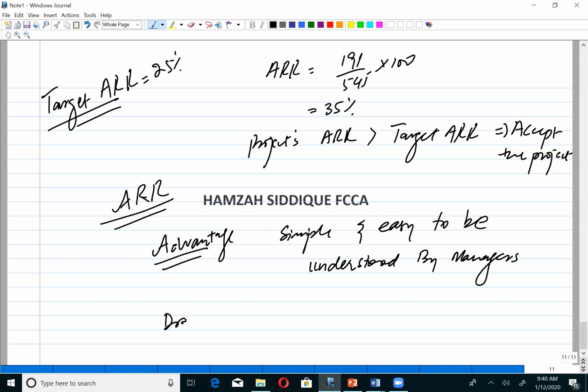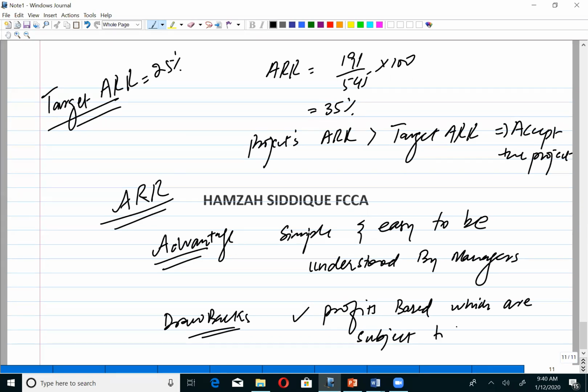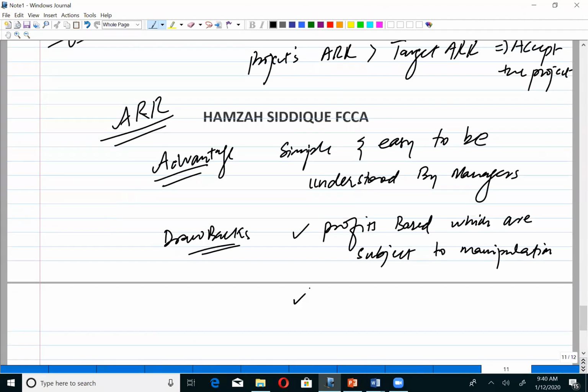But it has serious drawbacks. The drawback is that it is profits based, which are subject to manipulation. Students, profits can be manipulated by accounting conventions, increasing or decreasing provision, depreciation. They can easily be manipulated. And the next is, it again does not consider the time value of money.